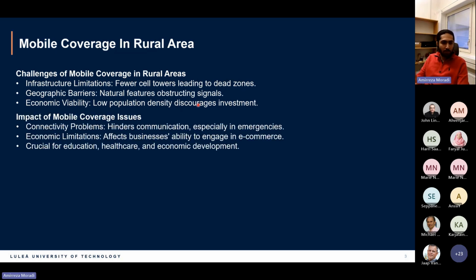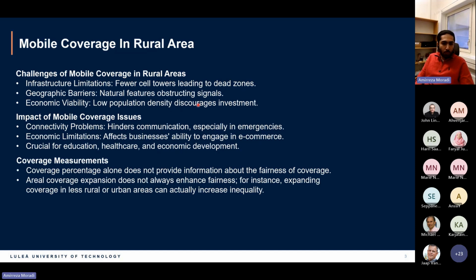And of course, there will be some consequences for people who live there, or work there, or maybe cross those areas. For example, they cannot communicate with other people, and it's really important, especially during emergencies. The other thing is it can lead to an area not developing and not being able to access e-commerce. It's also really crucial for education, healthcare, and other economic development, and also entertainment as well.